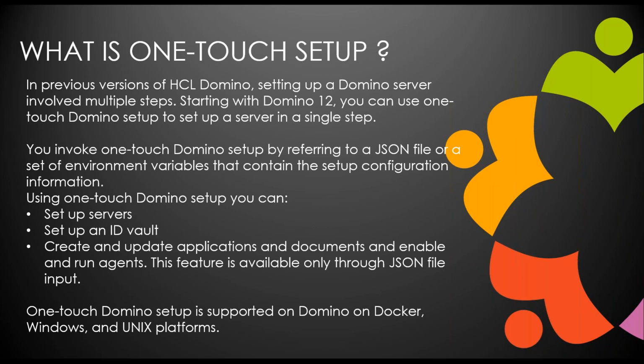It works using either a JSON file or a set of environment variables. And those files contain the setup configuration information. You can set up servers, set up EB vaults, create and update applications and documents, and enable and run agents. The most advanced features are available only through the JSON file. If you use the environment variables, the options are more limited.